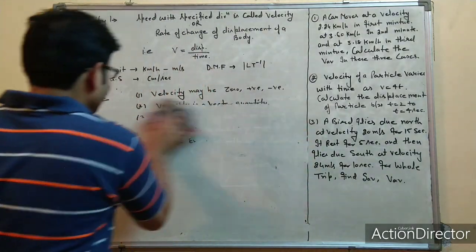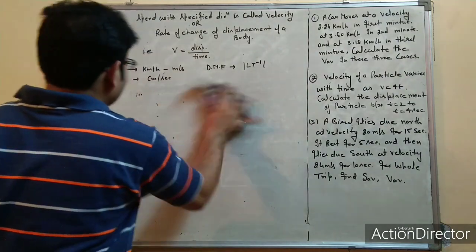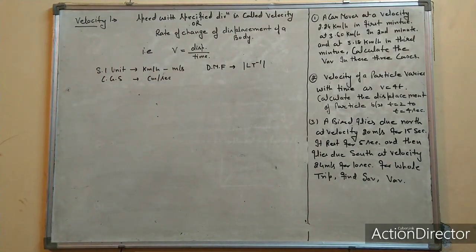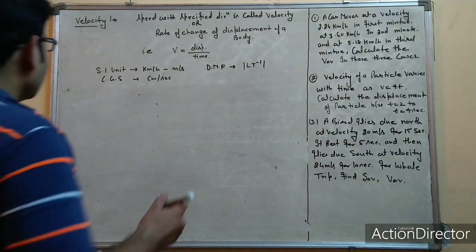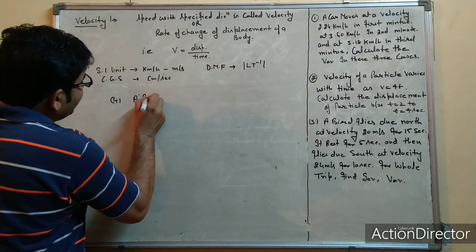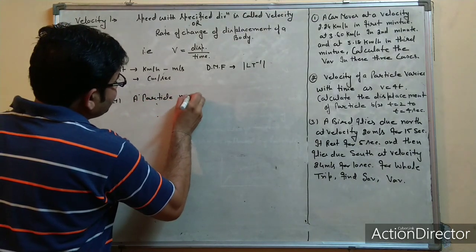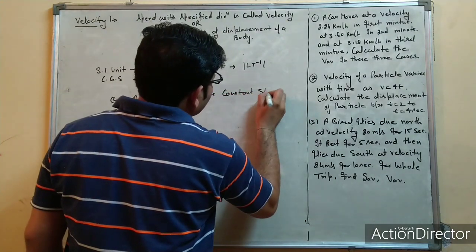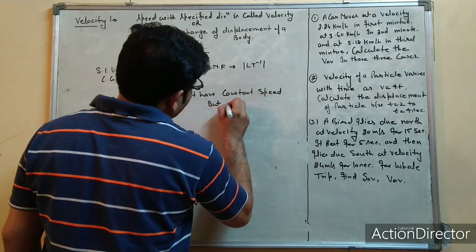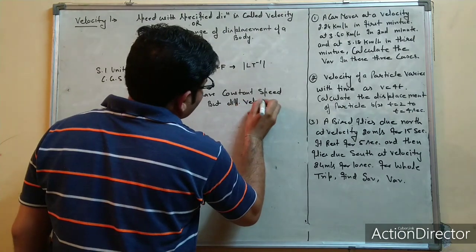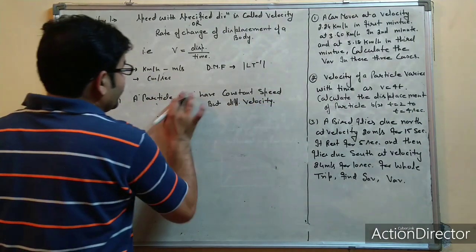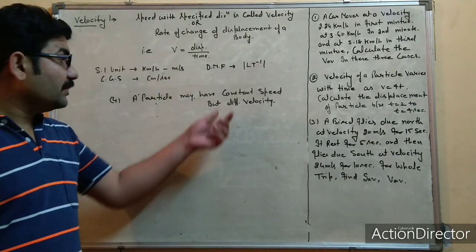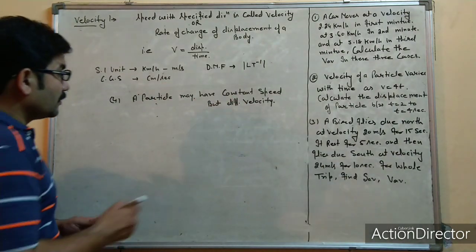Next, fourth, a particle may have constant speed but different velocity. May have means any particle can have constant speed but different velocity. When?